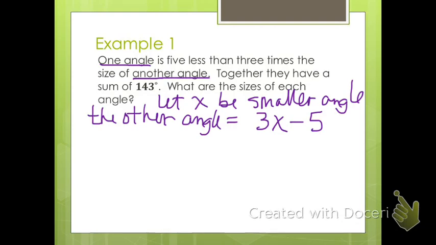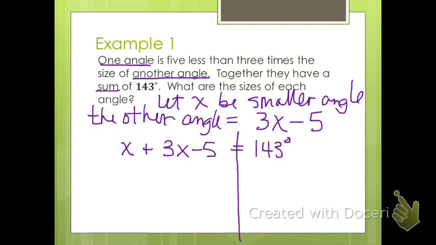So the last piece of information I have is that together they have a sum of 143 degrees. So sum means I add. So one angle plus the other angle, 3x minus 5, equals 143 degrees. Okay, so now I'm ready to work on solving this equation. So I've got 1x here plus 3x minus 5 equals 143 degrees.